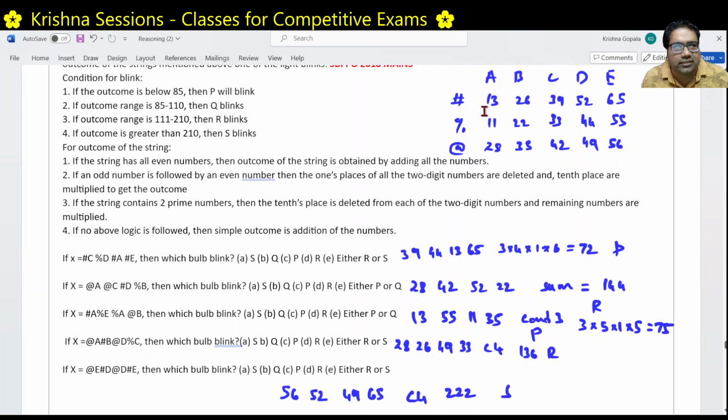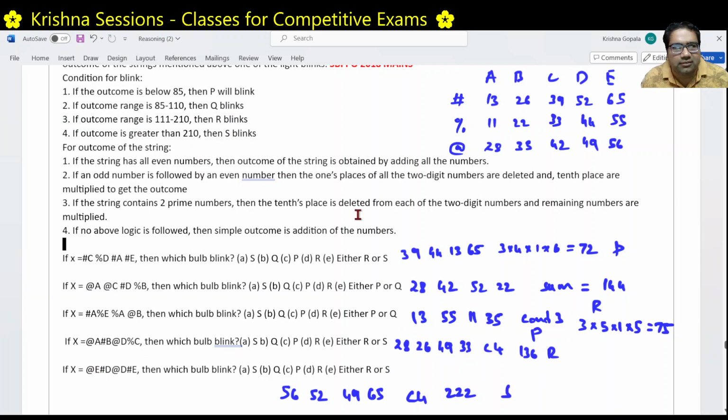Next: @A is 28, #B is 26, @D is 49, then %C is 33. So we have 28, 26, 49, 33. It is not all even. Odd number followed by even is also wrong. Two prime numbers is also wrong. So only the fourth condition will be followed: add all of them. The sum is 136, which lies in the third range, so R will blink.